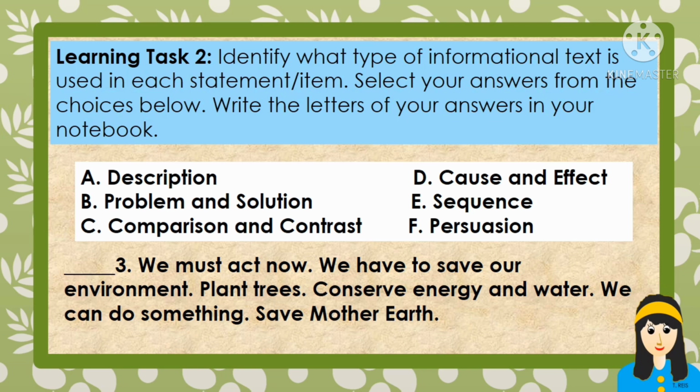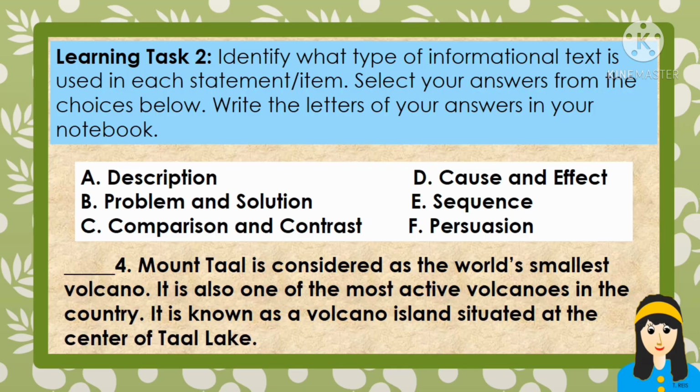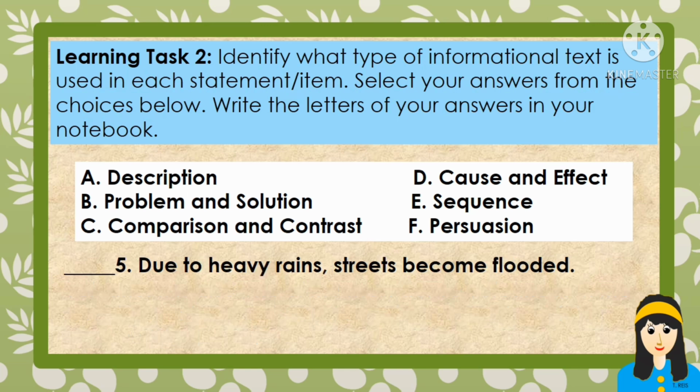For number 3, we must act now. We have to save our environment, plant trees, conserve energy and water. We can do something, save Mother Earth. For number 4, Mount Taal is considered as the world's smallest volcano. It is also one of the most active volcanoes in the country. It is known as Volcano Island, situated at the center of Taal Lake. And for number 5, due to heavy rains, streets become flooded.